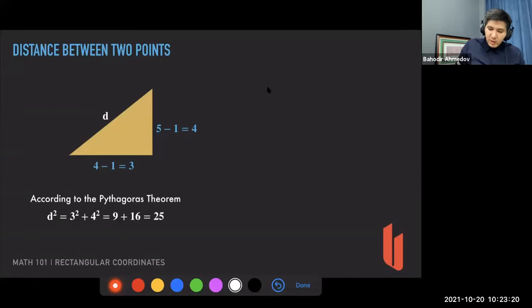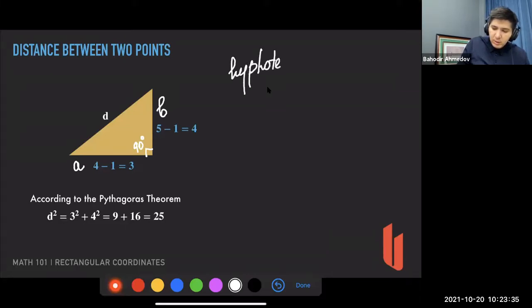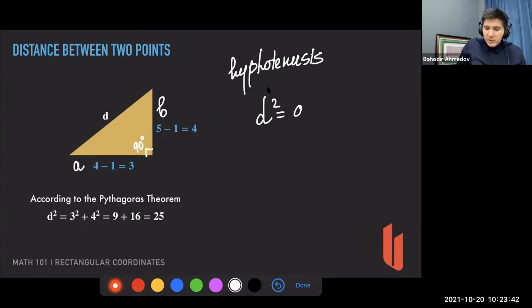If you've got the triangle where one of the angles is 90 degrees, and you are given the lengths of the 2 sides, A and B, then you can find the longest side, which we call the hypotenuse, using this formula. So D squared is going to be equal to A squared plus B squared. Okay, so this is called the Pythagoras theorem. In Uzbek or in Russian, we call this Pythagore. And in English, please note that it is called the Pythagoras theorem.